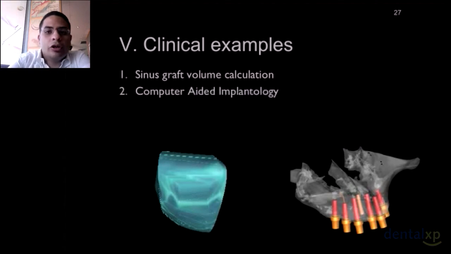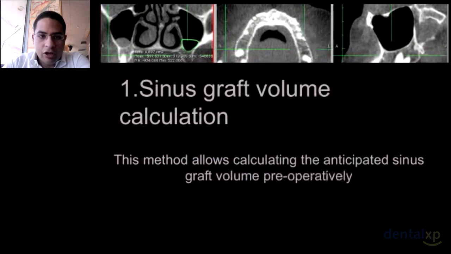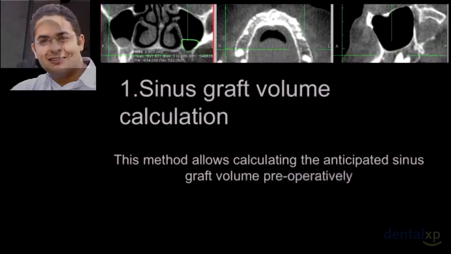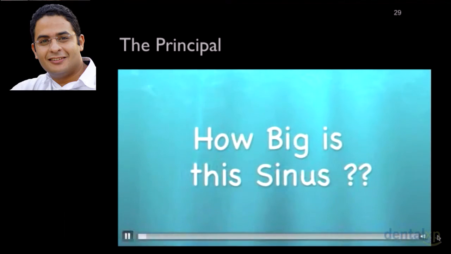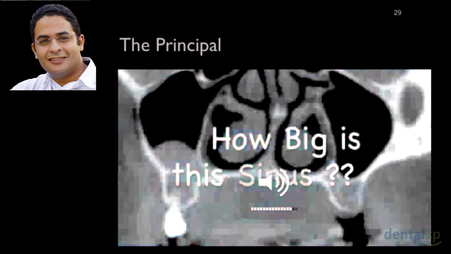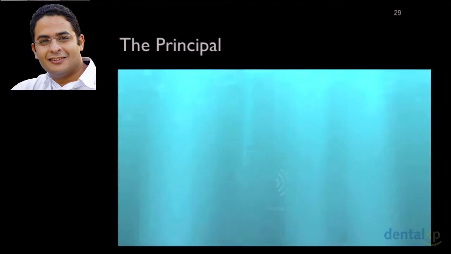Okay, we're going to go now to some clinical examples that I did. Number 1 is calculating the sinus graft volume preoperatively. Number 2 is an illustration of a computer-aided implantology case. Okay, number 1 is the sinus graft volume calculation. We start with this video that shows the principle to calculate sinus graft volume preoperatively.